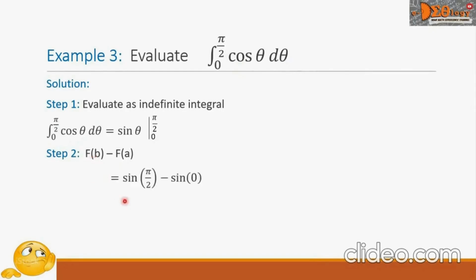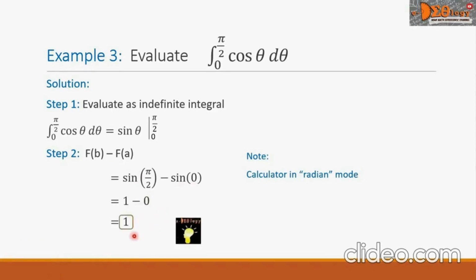So the f of b is now sine of pi over 2, then minus the f of a, that is sine 0. Let us evaluate the values of the corresponding sines here. But take note, in our calculator, it must be in radian mode. So the sine of pi over 2 is 1, then minus the sine of 0 is 0. 1 minus 0 is simply 1. This is the final answer.